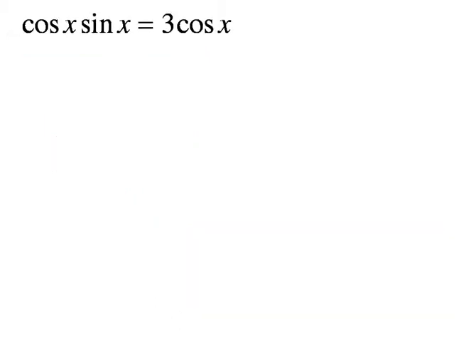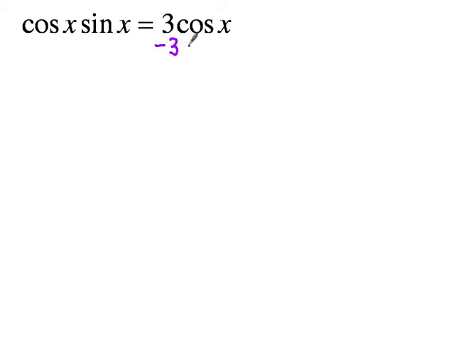Okay, we're going to look at 2 more. This is the first one. Some of you might think you're going to divide by cosine x. You can't do that because the minute you divide by cosine x, you actually eliminate a cosine from the left side. So that is not the way that you're going to solve this.